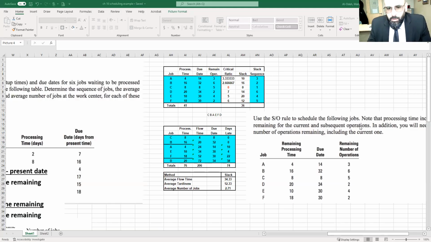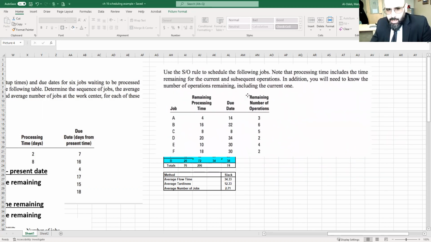All right, now we're going back to the scheduling techniques, and another technique that we're going to use in this video is called the slack time, or how much buffer do we have until we finish that particular job. So in order to calculate this, let's take a look at this example.